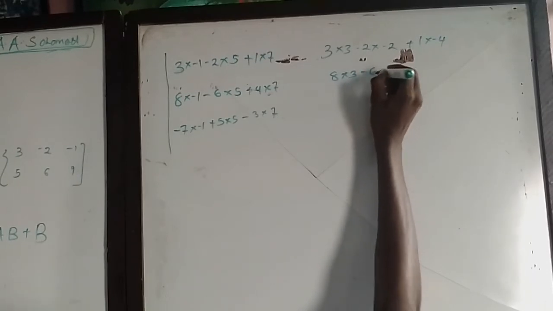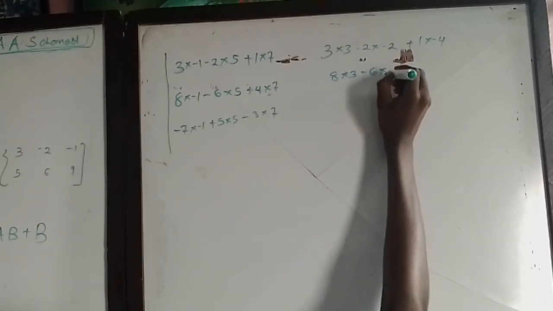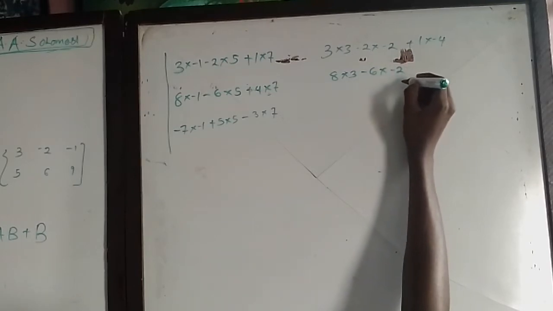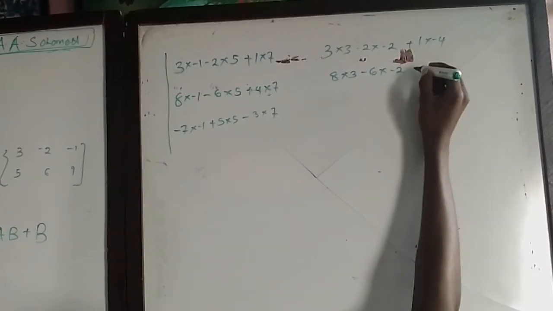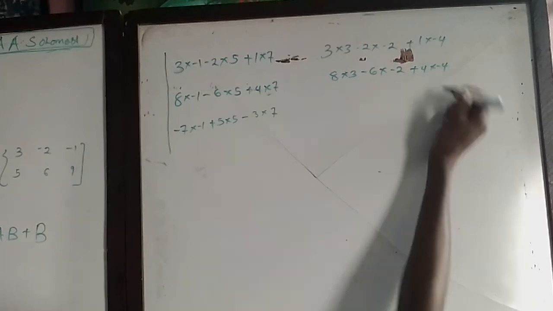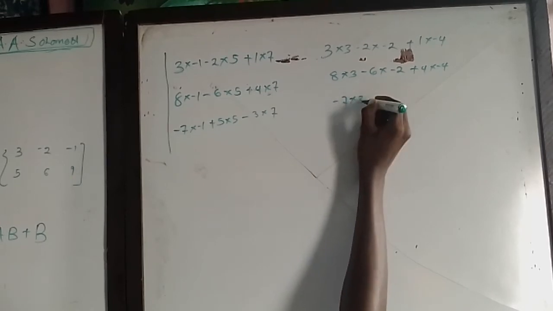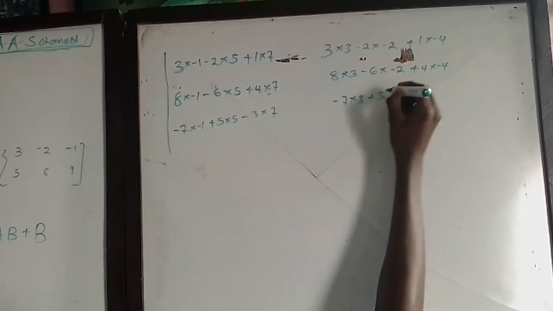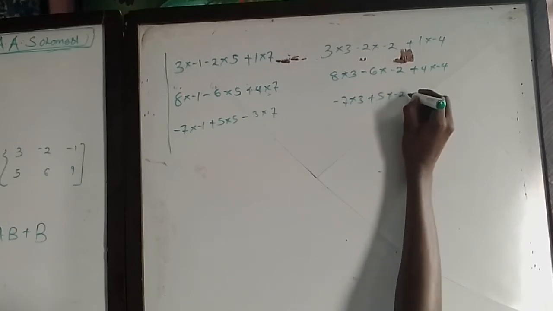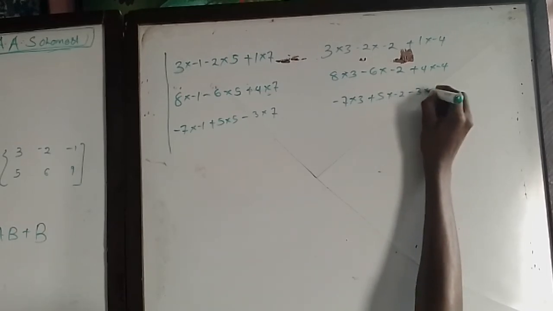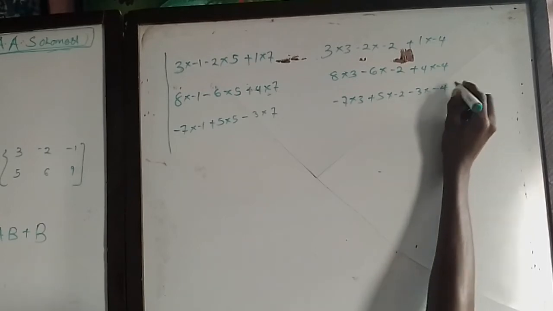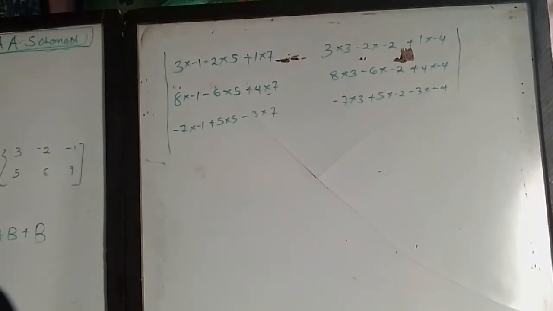Then we have 6 minus 6 times minus 2. Then plus 4 times minus 4. Then minus 7 times 3, plus 5 times minus 2, minus 3 times minus 4. So I'm repeating the question so that we can understand. So now let's solve.